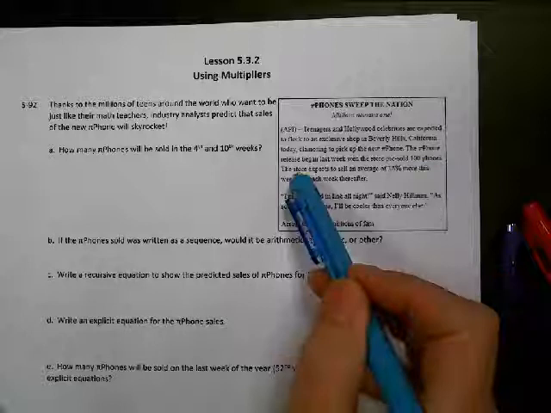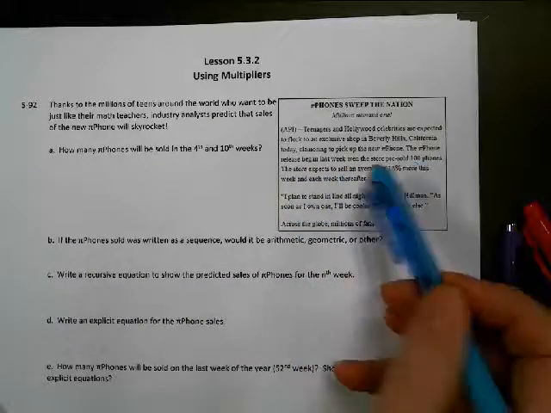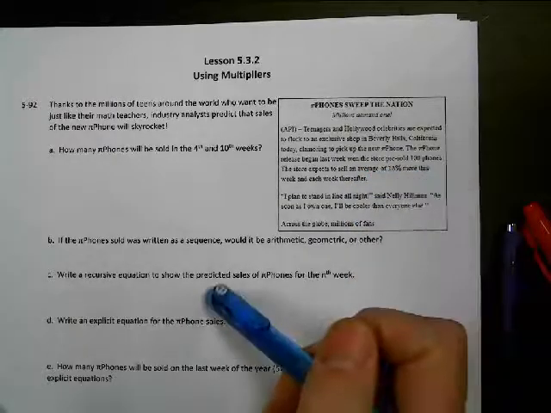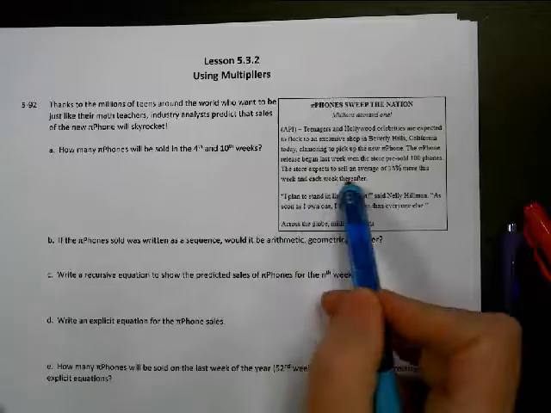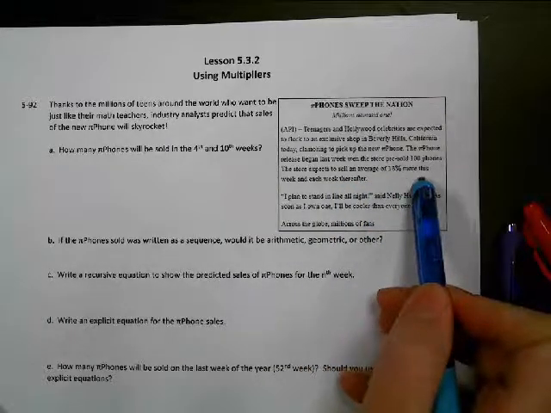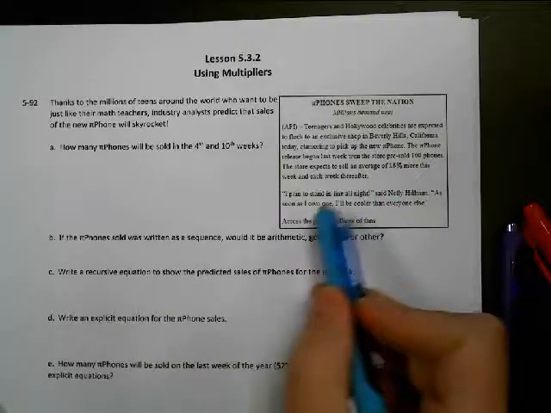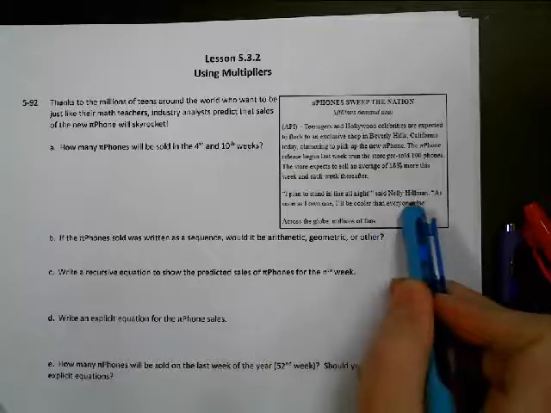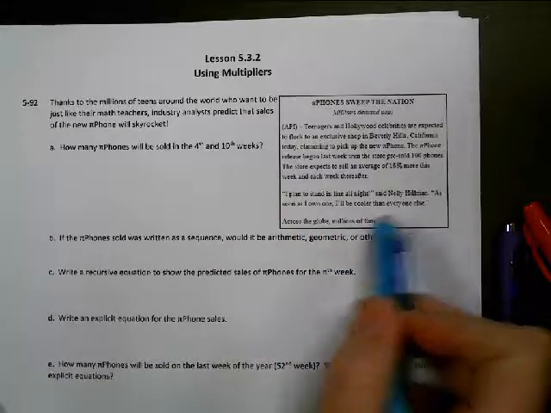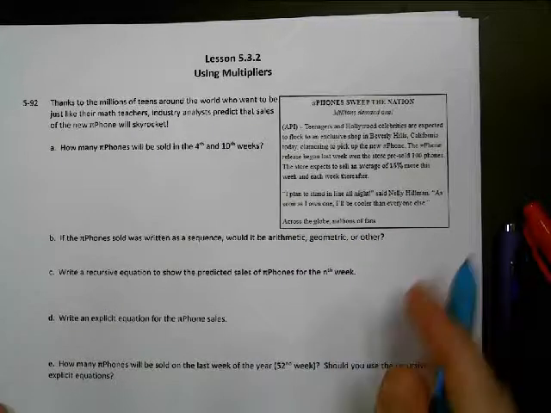All right. The Pi phone release began last week when they misspelled when. That's bad. The store pre-sold 100 phones. The store expects to sell an average of 15% more this week and each week thereafter. I plan to stand in line all night, said Deli Hillman. As soon as I own one, I'll be cooler than everyone else. Across the globe, millions of fans, and then it goes on from there.